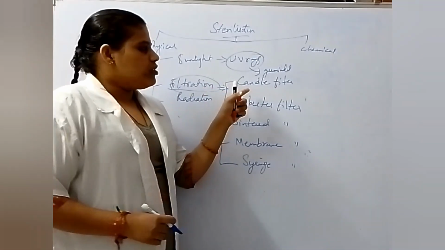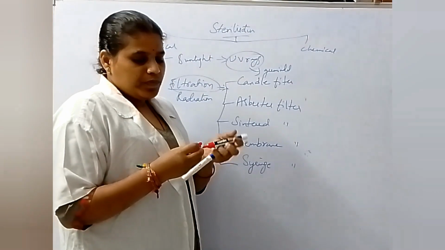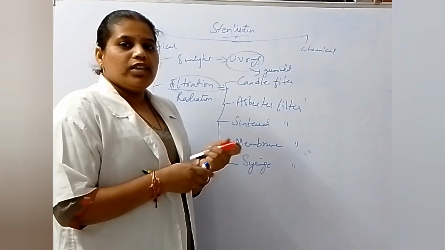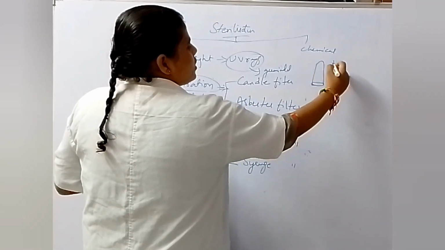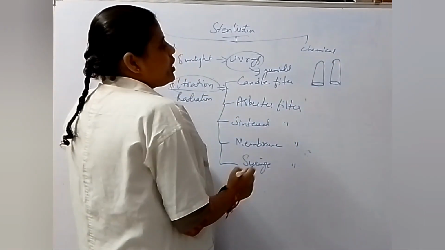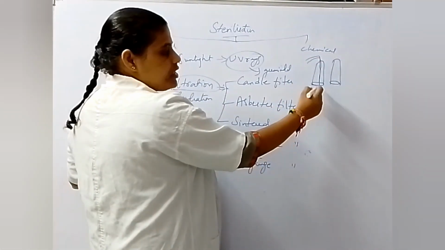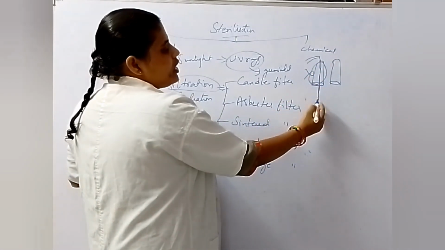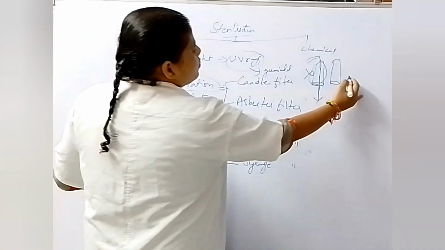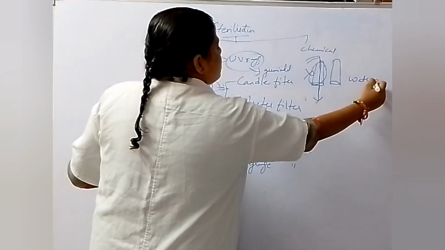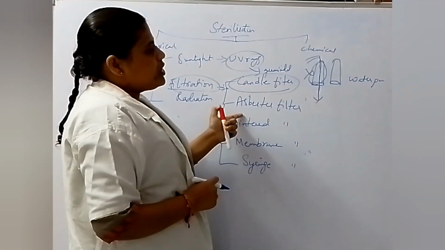Candle filter, we all know about the candle filter which we use in our house. In the candle filter we have hollow candles. When we pour a liquid, as the liquid passes through the candle, it absorbs the bacteria and we get a purified solution. This is used for water purification. Mostly in our house we use the candle filter.